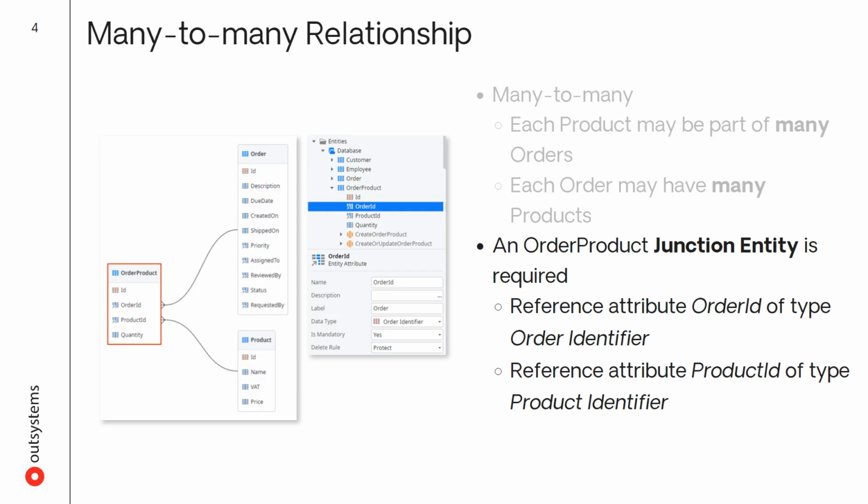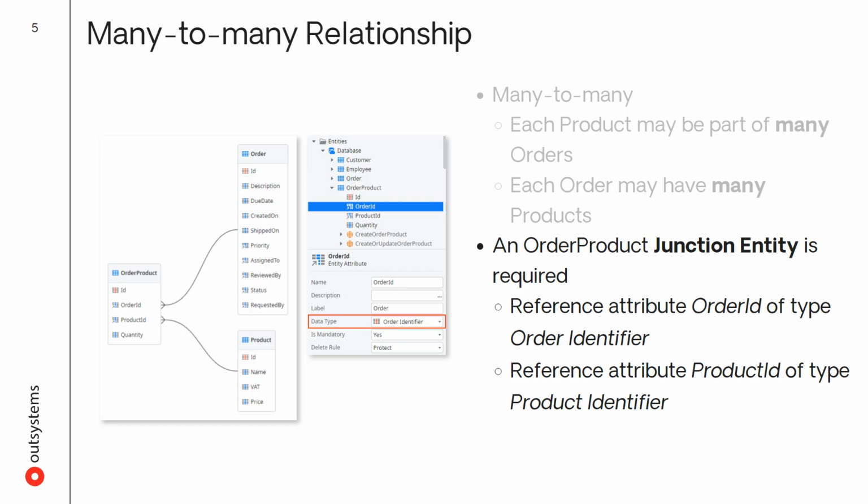This new entity has its own ID and two reference attributes, one per entity that is part of the many-to-many relationship. In this example, the order product entity has an order ID attribute of type order identifier, to reference the order entity, and a product ID attribute of type product identifier, to reference the product entity.